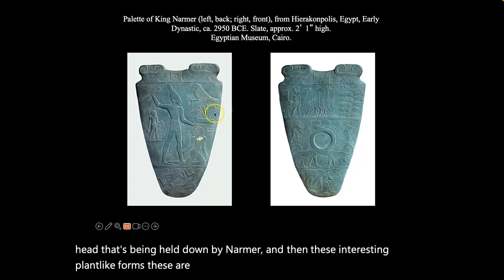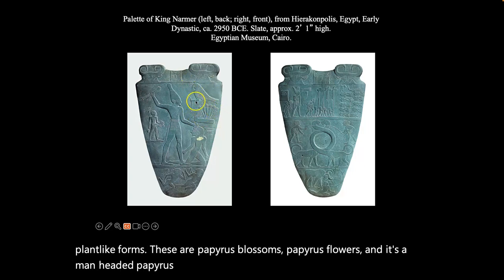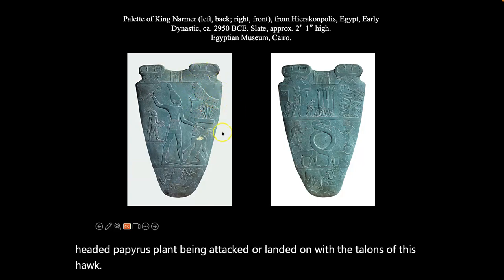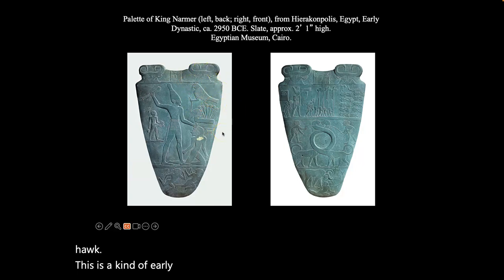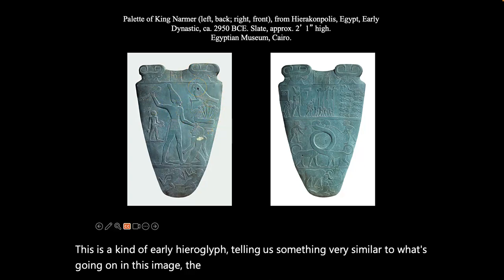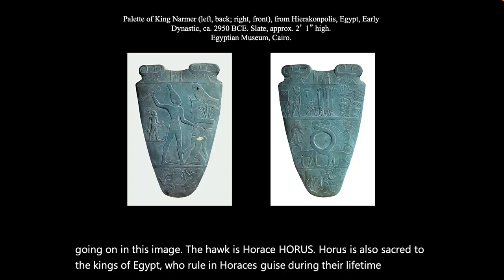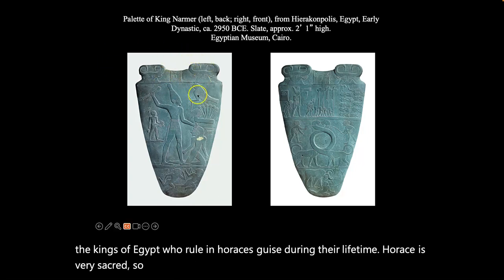These are papyrus blossoms, papyrus flowers, and it's a man-headed papyrus plant being attacked or landed on with the talons of this hawk. This is a kind of early hieroglyph telling us something very similar to what's going on in this image. The hawk is Horus. Horus is also sacred to the kings of Egypt who rule in Horus's guise during their lifetime. Horus is very sacred. So here we have a symbol for the king, and then the papyrus, right?